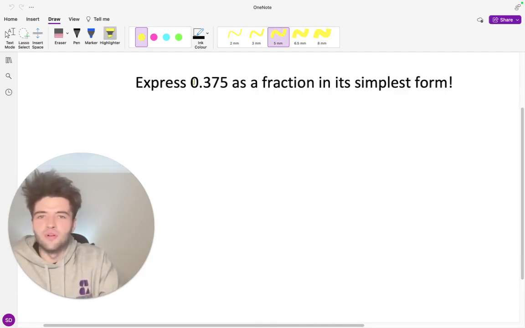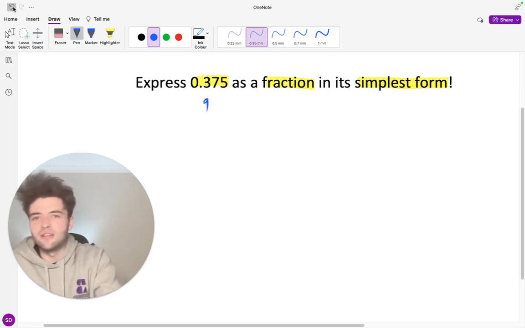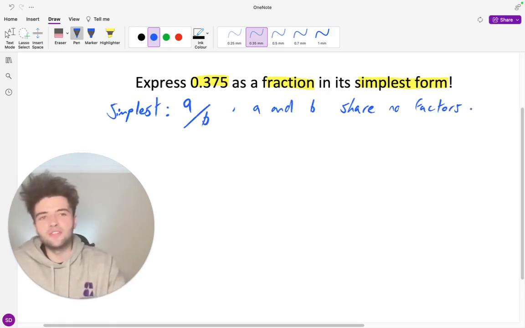So in this one, we're given the number 0.375 and we're asked to express it as a fraction in its simplest form. And just to recap on a fraction in its simplest form, basically any fraction a over b, for any numbers a and b, we basically want a and b to share no factors other than 1.